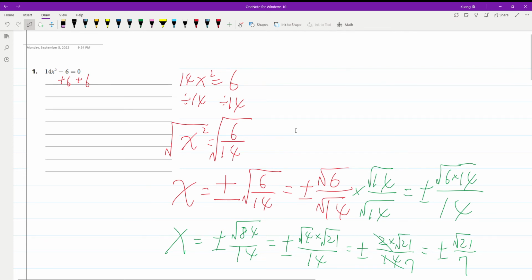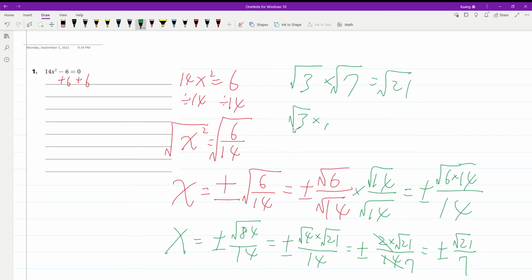Alright, so the rule for multiplying square roots is that you just multiply them together. So that's root 21. And root 3 times root 3 equals 3.